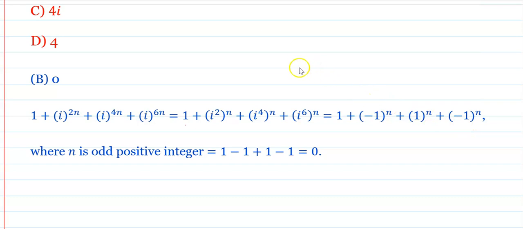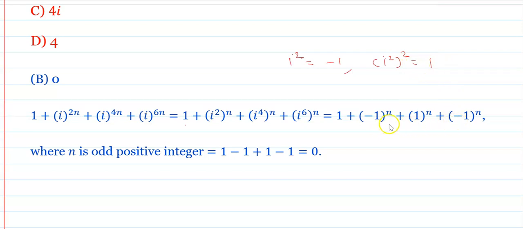Okay. You all learn this. See this here, i square is minus 1, and if we square it, (minus 1) square is plus 1, and again then cubed it is again minus 1.